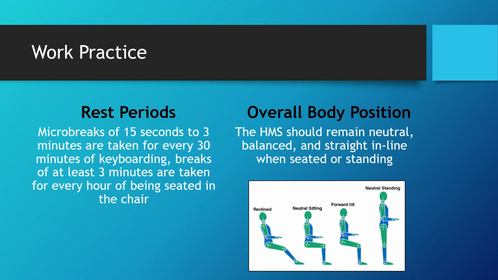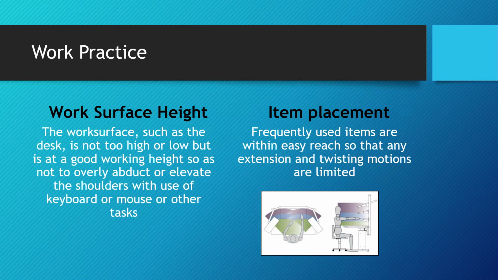Whether seated or standing, the human movement system should remain neutral, balanced, and straight in line. The principles of rest periods and overall body position are applicable whether or not the equipment is adjustable and the workspace is shared. Other workstation ergonomic principles include the work surface height and item placement.